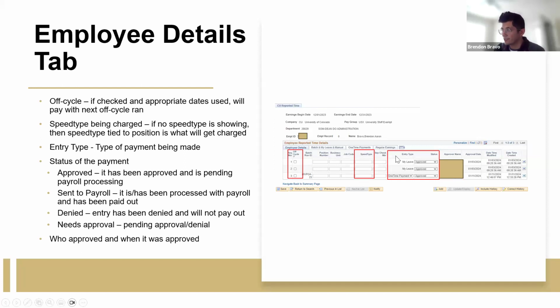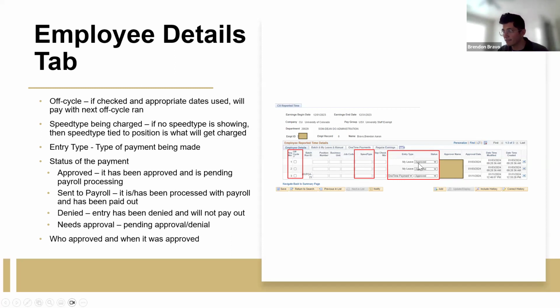Next, we have entry type. So this will show the type of payment being made. This is going to correspond to one of these 3 tabs. So if you use MyLeave, it's going to automatically put in MyLeave once you feed it into CU Time, and it's going to fall underneath this tab. If it's a one-time payment, it'll be under here, and then regular earnings under that tab.